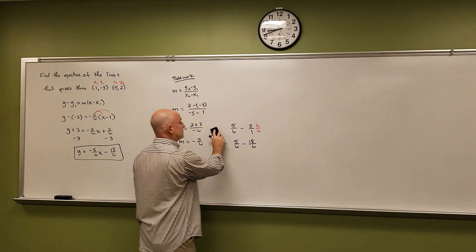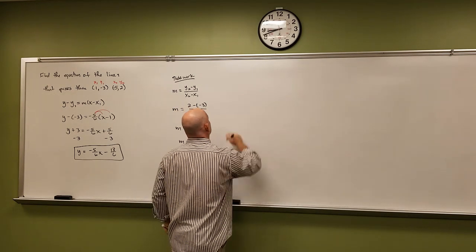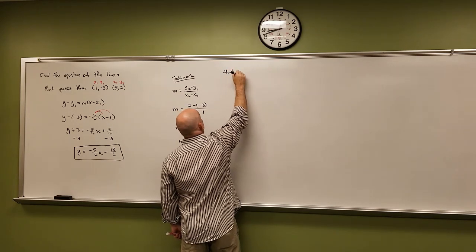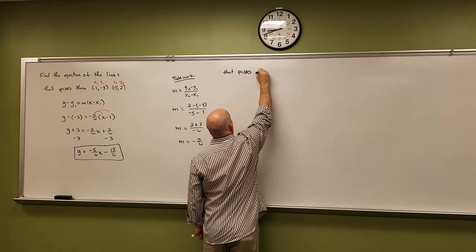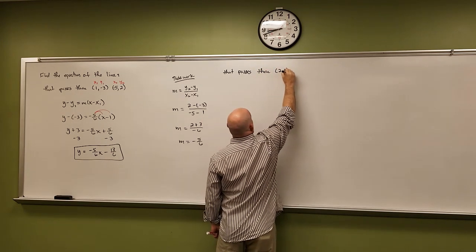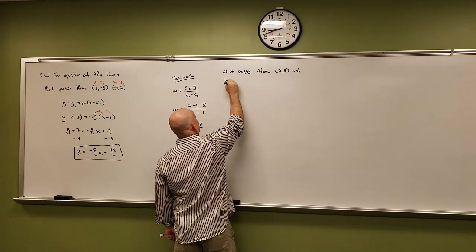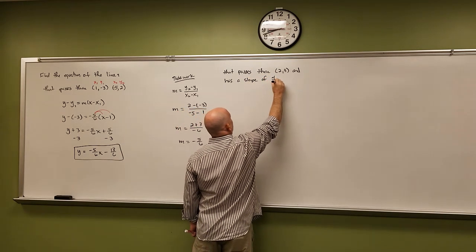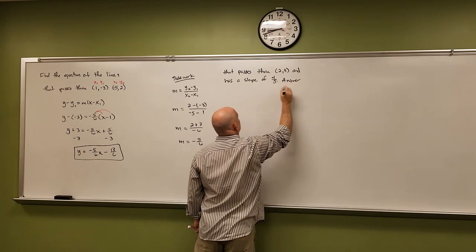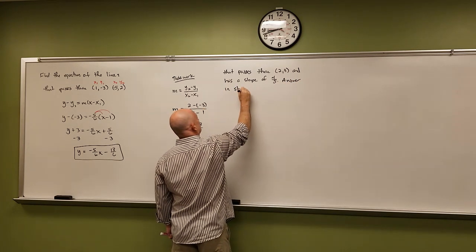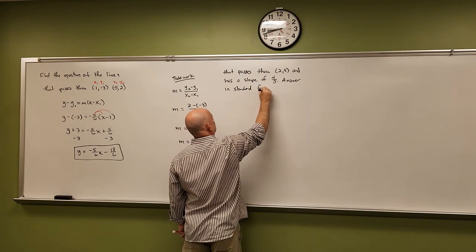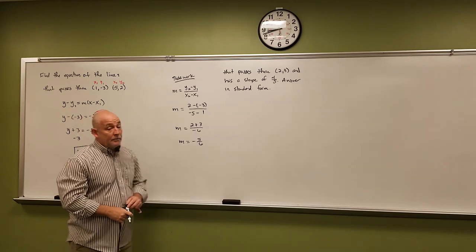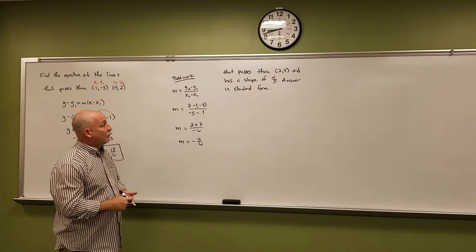All right, let's try another one here. Let's make it a little bit easier. It's still the same directions. Find the equation of the line that passes through 2, 3 and has a slope of 4/5. Okay, so find the equation of the line that passes through the point 2, 3 and has a slope of 4/5.